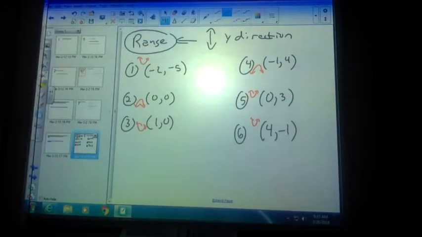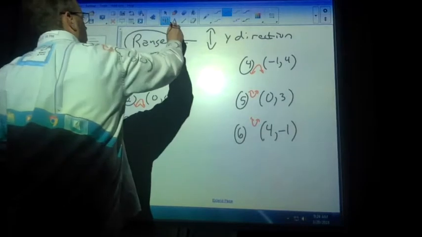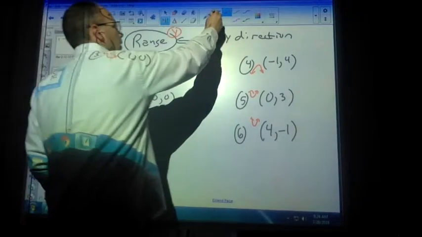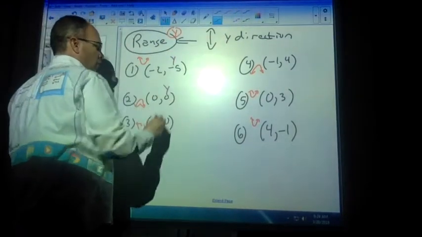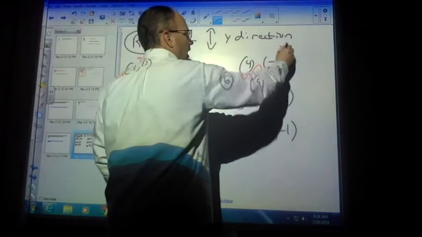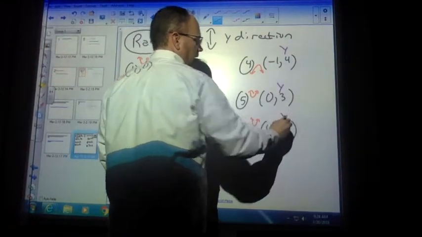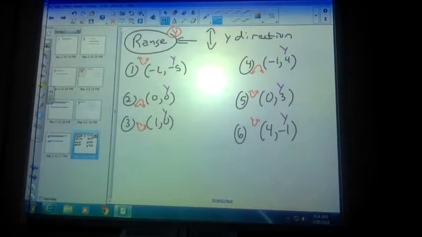So if your parabola opens up, your range will start at a number and go to infinity. If your parabola opens down, it comes from the bottom up, so it comes from negative infinity up to the top. When we're looking at the range, remember the range is the y value. These are all y values. The y value of my vertex is going to dictate the range. It's also knowing the direction it opens.